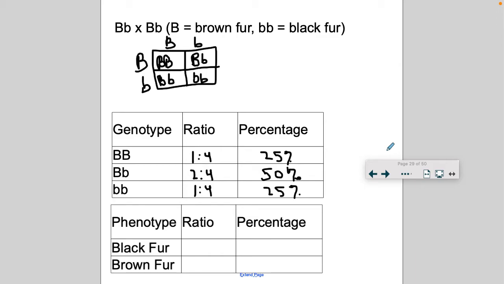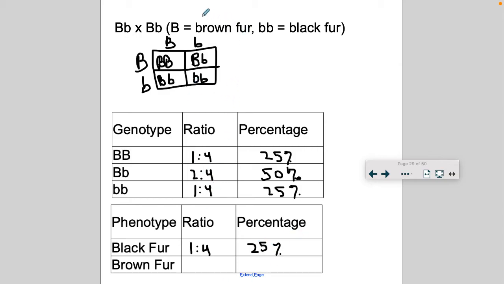All right, big B is brown fur and 2 little b's is black. The only way you can be black is little b, little b. How many squares here? What's the chance of an offspring being black fur? You'd say 1 out of 4. So there's a 25% chance that whatever organism is made in here will have black fur.